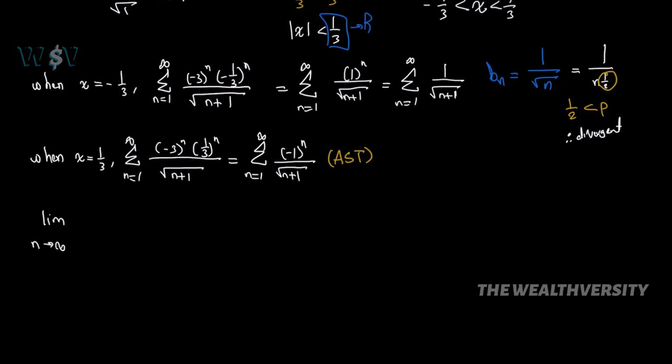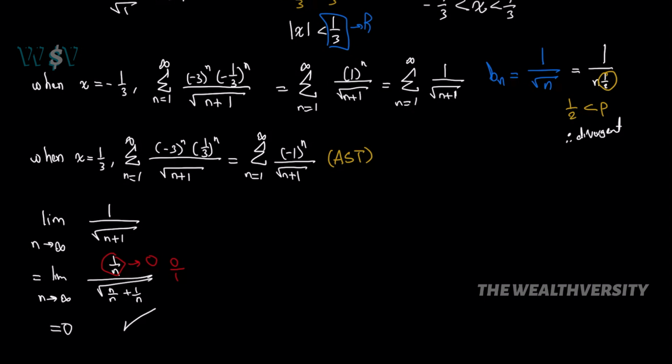For it to be convergent using the alternating series test, two conditions must be met. The first one is we have to check that the limit as n approaches infinity is equal to 0. So the limit as n approaches infinity of 1 over the square root of n plus 1, which is bn, is indeed 0. So the first condition is met. Now the second condition is that bn must be decreasing. So bn plus 1 has to be less than bn.